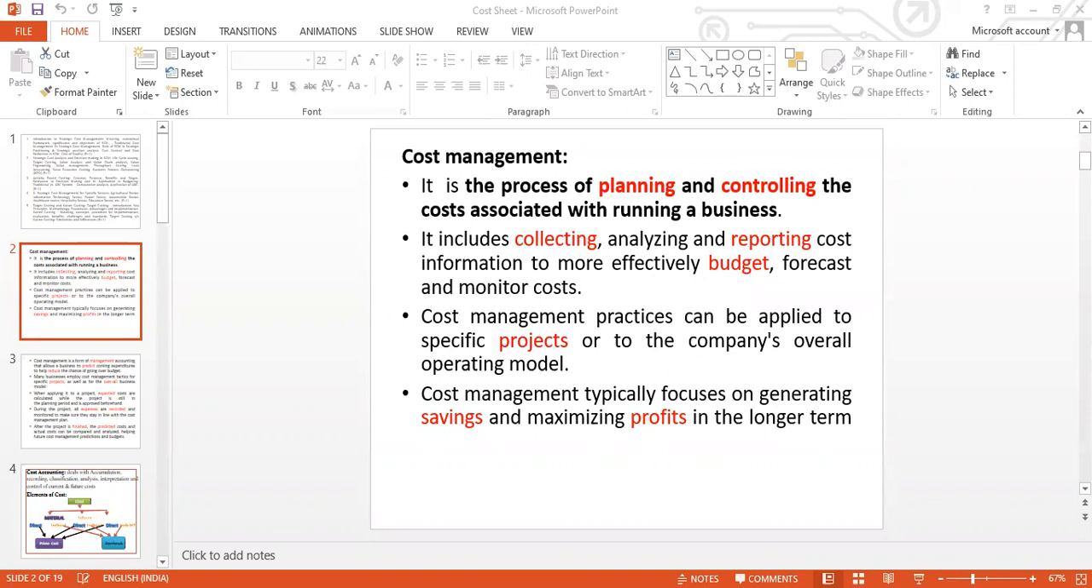Okay. So whenever we are going to study the cost management, we need to study about the prime cost, total cost, and overheads.